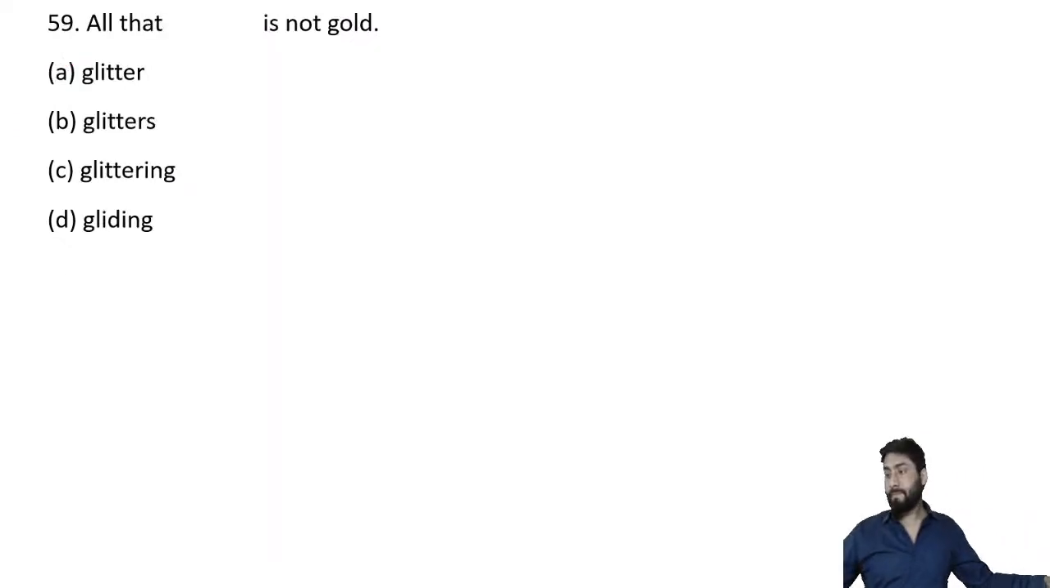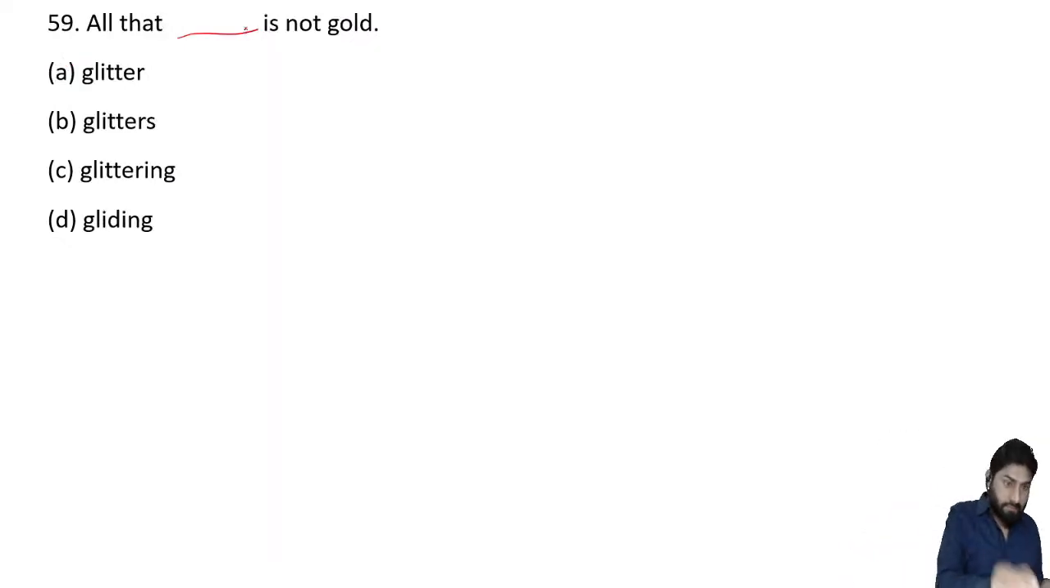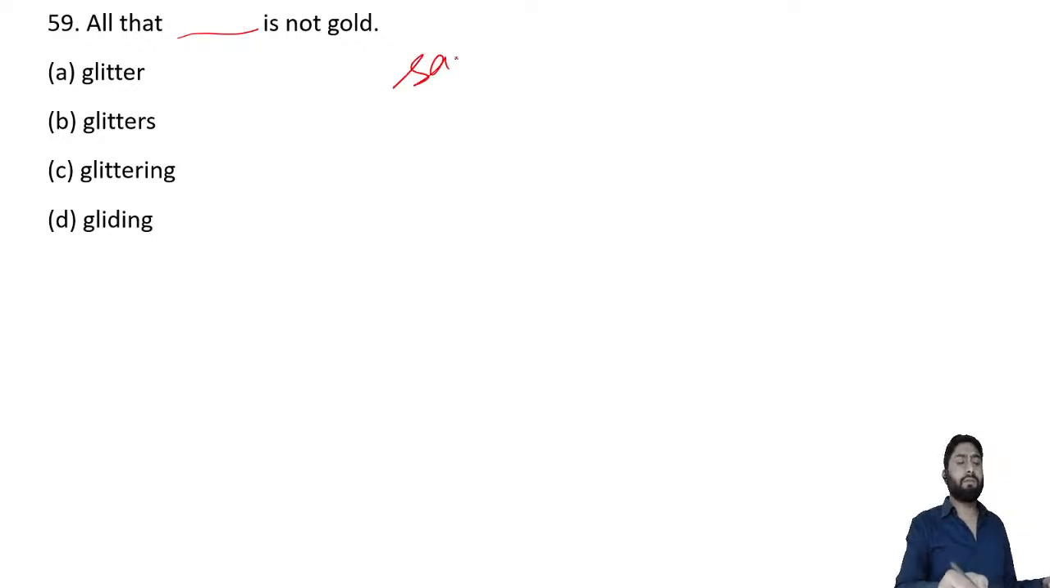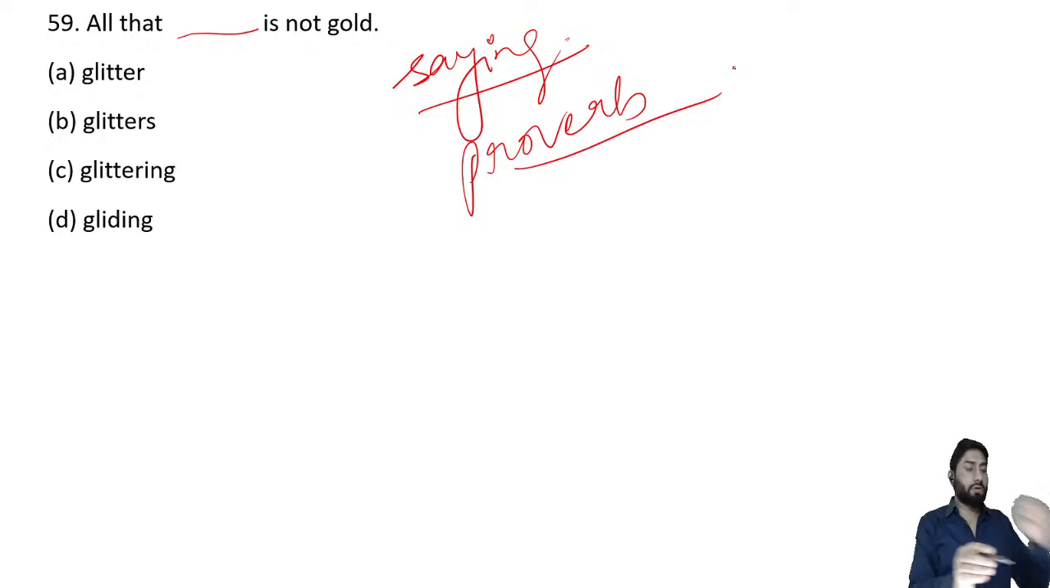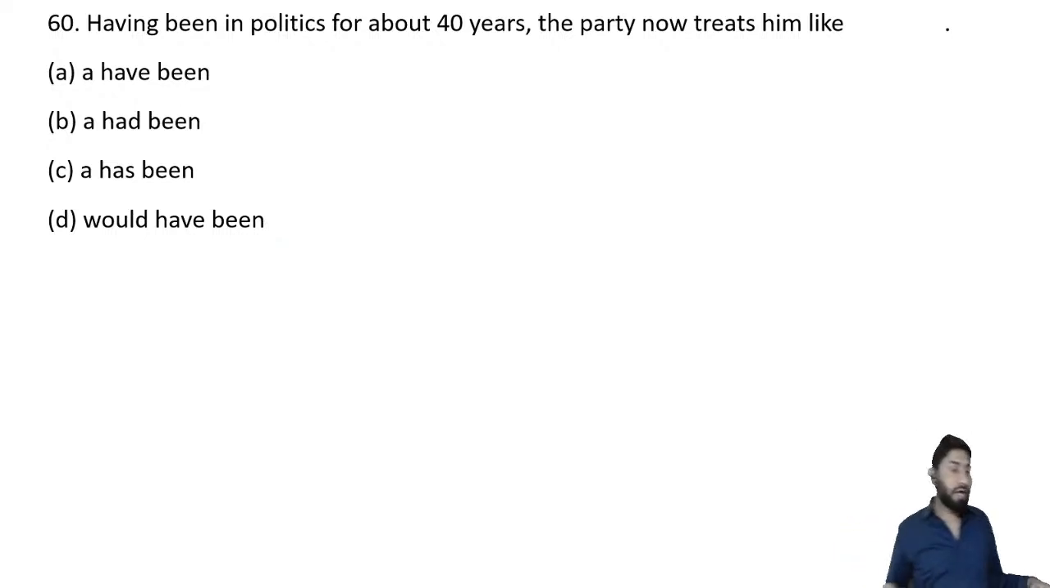If you check. Next, all that dot is not gold. Anyway, it's a very old saying, a very old proverb. You know that, right? You must have come across it many times. So all that glitters is not gold. This one, right? It's pretty easy. Next, having been in politics for about 40 years, the party now treats him like, I think after like there is a blank space. It's not typed properly. It should be here. Anyway, yes, it's a typing issue.